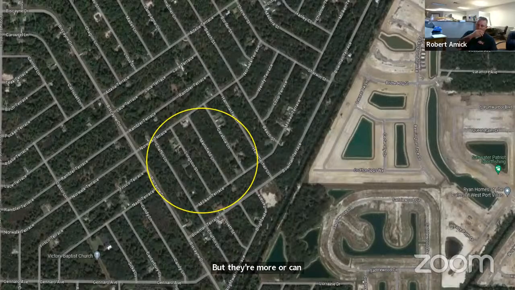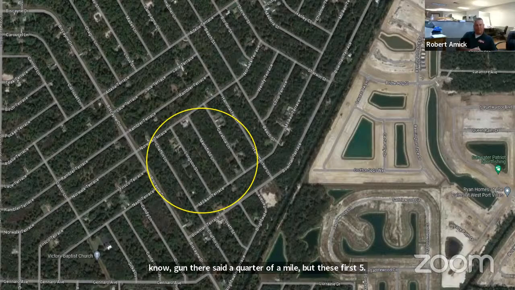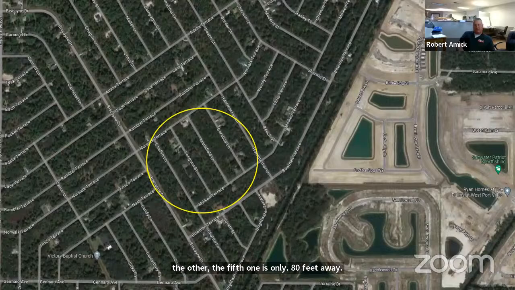And around that circle right there, the first 5 homes will literally, I know Gunther said a quarter of a mile, but these first 5, 4 of the lots are all together back to back, and the 5th one is only 80 feet away. So literally we're in a very tight cluster, which is also part of the construction model, because I can have subcontractors who may show up to the property, or my employees, and come noon they're done with the project, and instead of going to another one, they go home. Or these guys just keep working, like all 5 homes are treated as one large project, like a multifamily project.